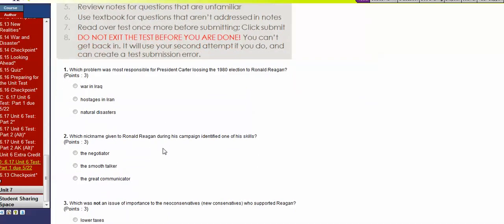Which problem was most responsible for President Carter losing the 1980 election to Ronald Reagan? Was it the war in Iraq, hostages in Iran, or natural disasters? Number 2, which nickname was given to Ronald Reagan during his campaign identified one of his skills? Was it the negotiator, the smooth talker, or the great communicator?